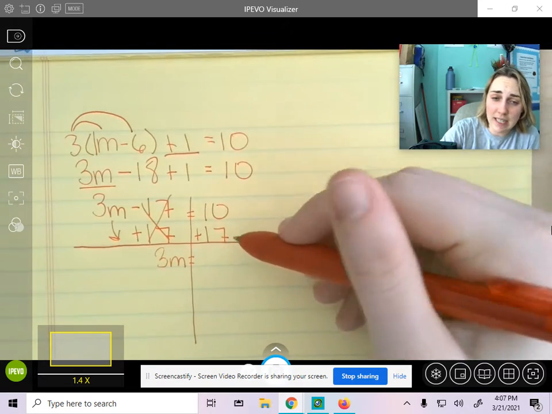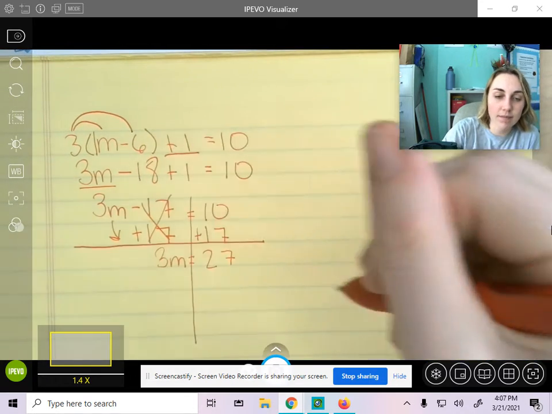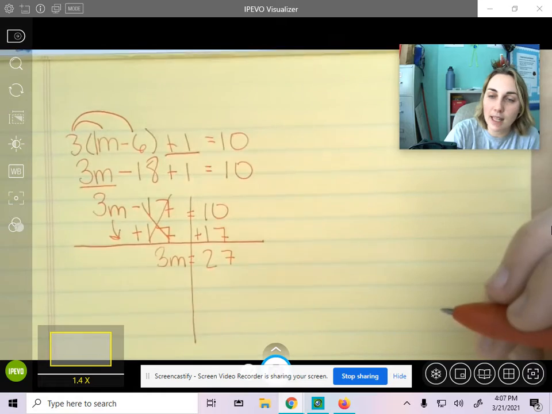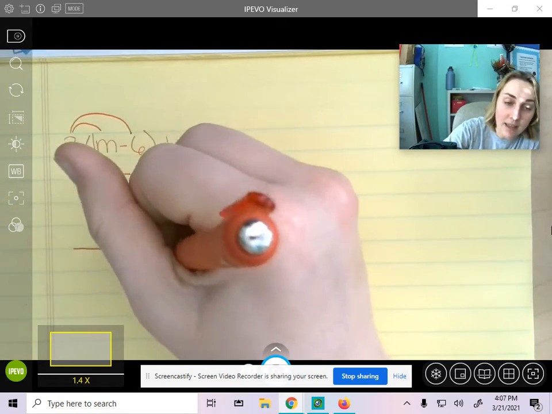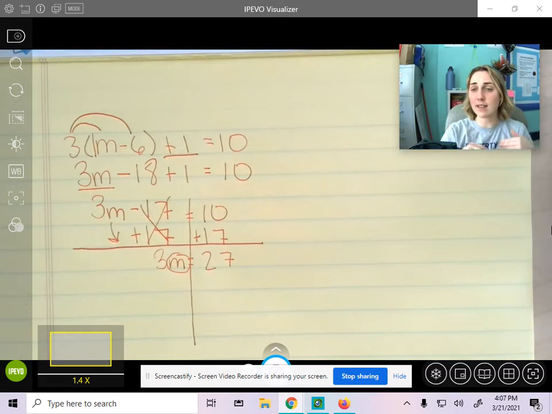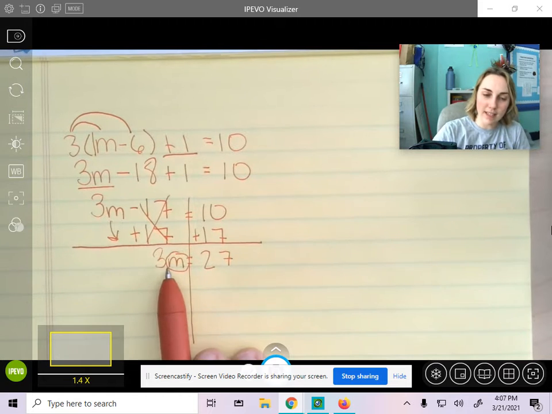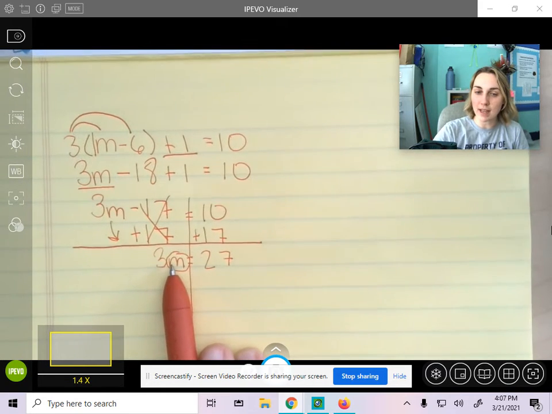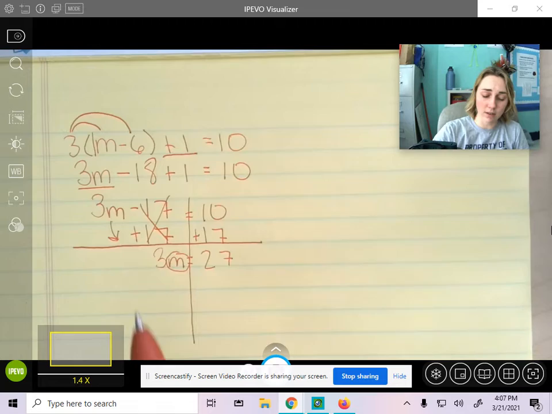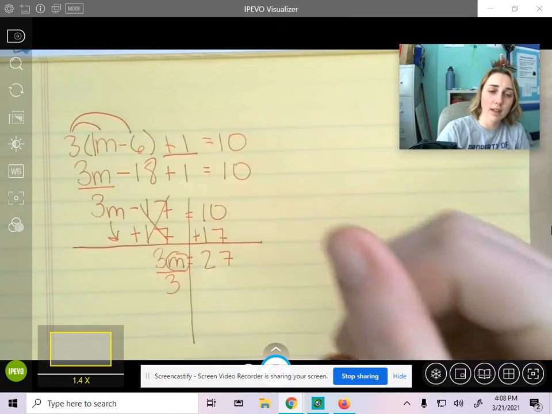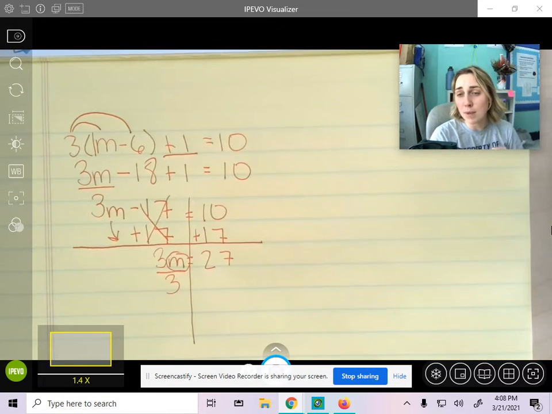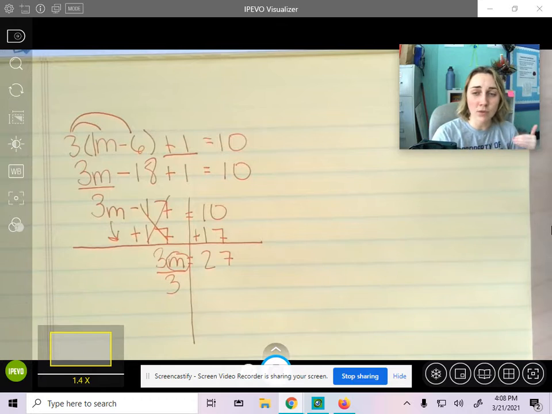10 plus 17 is going to give me 27. All right, now I have my last step. I want to isolate m. That is the whole goal, to get that variable by itself. So in this case, 3 is getting multiplied by m, so I have to do the opposite of multiplication, which is division. The opposite of m multiplied by 3 is going to be m divided by 3.